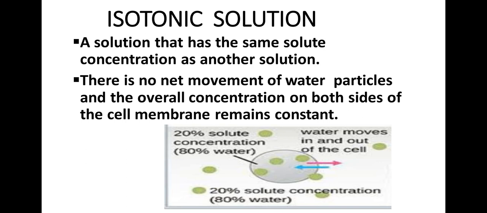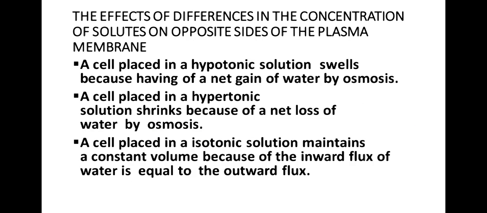Isotonic solution, a solution that has the same solute concentration as another solution. There is no net movement of water particles and the overall concentration of both sides of the cell membrane remains constant. 20% solute concentration, 80% water on both sides. So water moves in and out of the cell equally.